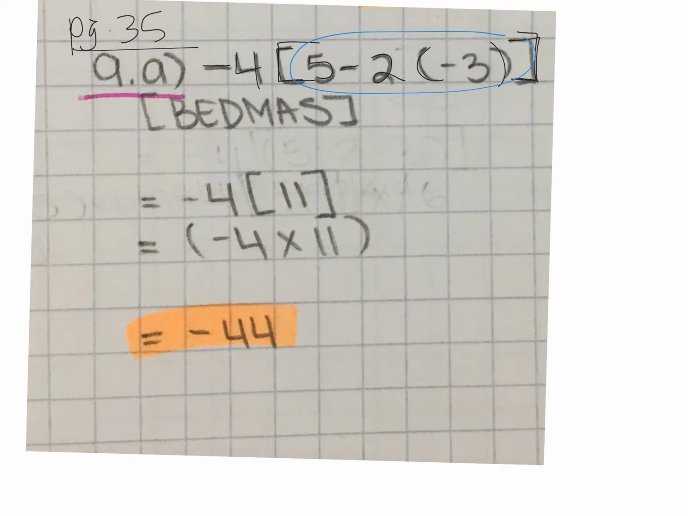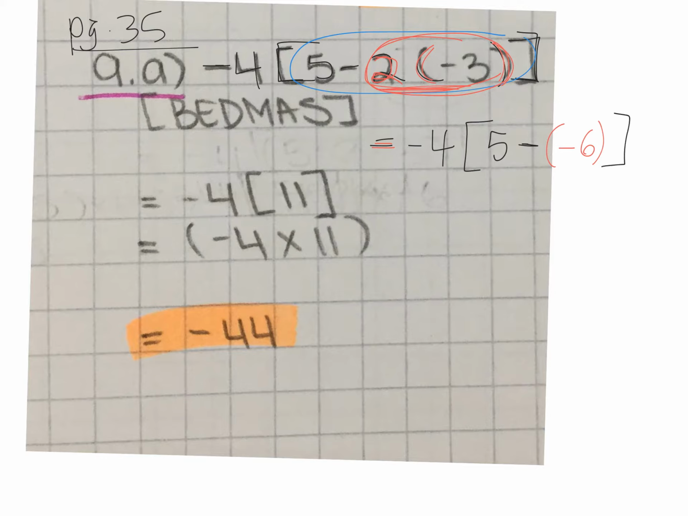Multiply 2 by negative 3. Good. Multiply. Whenever you have a number next to a bracket, we know it's multiplication. What is 2 times negative 3? Negative 6. So I'm going to rewrite this over here. Negative 4, bracket, 5, take away. Okay, we're doing 2 times the negative 3 is negative 6.